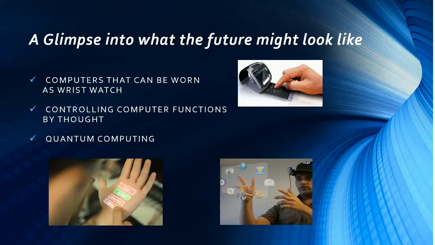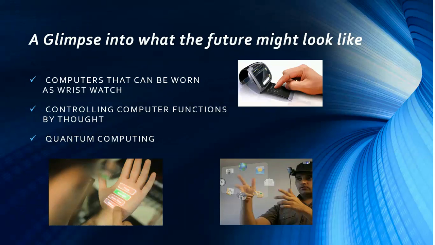A glimpse into what the future might look like. To talk about the future, I have here some of the inventions that will change the face of technology and give it a new meaning. First, computers that can be worn as a wristwatch. It extends the concept of a smartwatch and is a computer around our wrist.